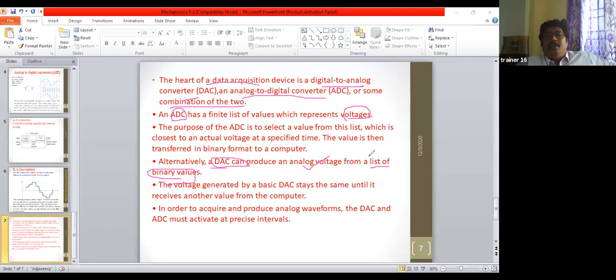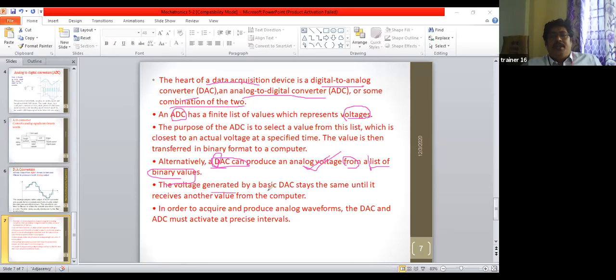From a list of binary values, which means digital, to analog voltage. That means from a list of binary values to analog voltage. We can call it an analog electrical signal, an analog signal simply.